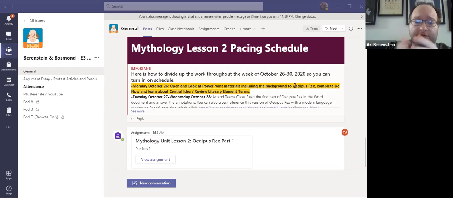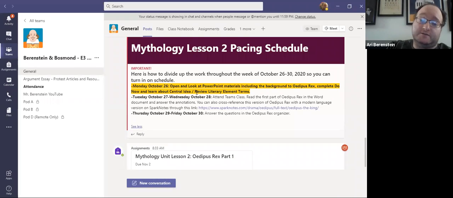So if you go to your class teams page, you will notice that the assignment has been dropped. It's been posted live, and you are going to see the pacing schedule and the assignment entry post here. Just like with the first week of mythology, I have divided up the work throughout the week so you can turn it in on schedule, or you can do this all at once if you want. You can split it up like it says here.